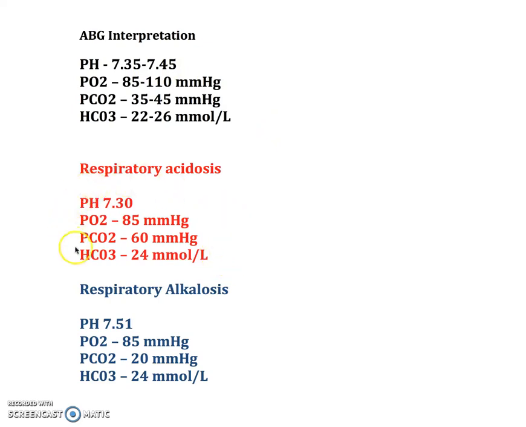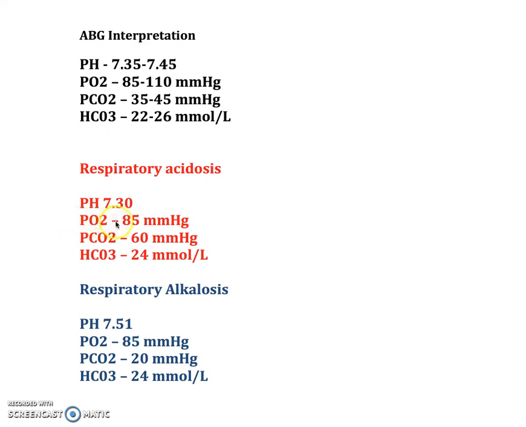Now moving on, I'll just give you some figures here. This is what a respiratory acidosis would look like. The pH here is 7.30, so it's outside of the normal range. 7.30 is below 7.35, so that means we've got an acidosis. We can tell just by looking at the pH that we're dealing with an acidosis.